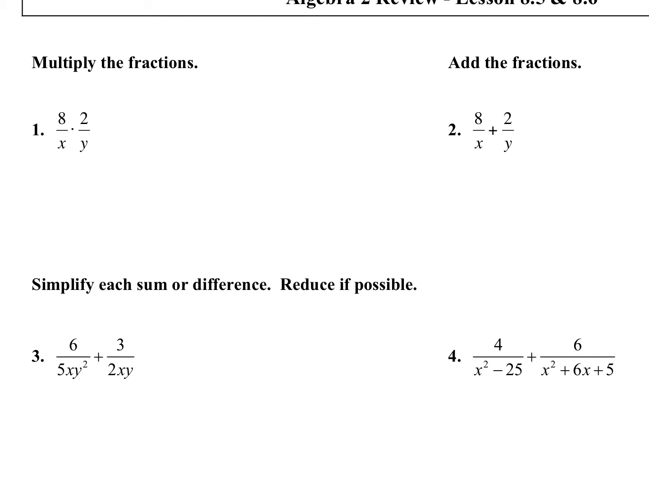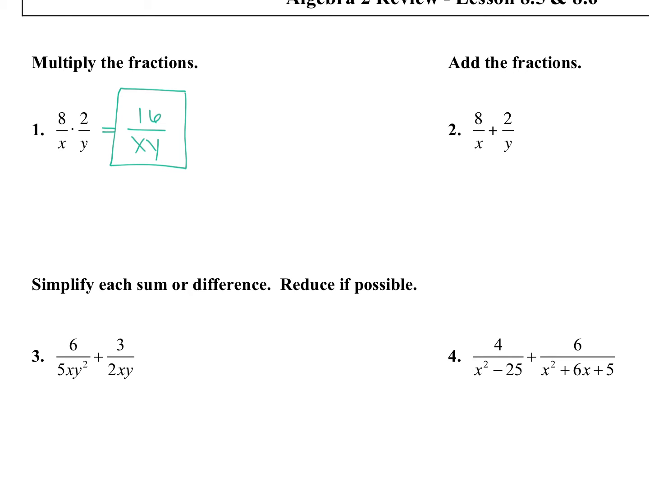Isaiah? Adding, you need like the same denominator. Yeah, if you're going to add fractions, you have to have a common denominator. Do you need a common denominator to multiply fractions? No. So when you multiply this, what do you get? 16 over xy. Okay, so multiplying fractions, don't get a common denominator. You don't need it. Adding fractions, you need to have a common denominator.